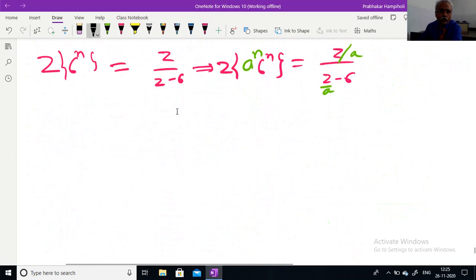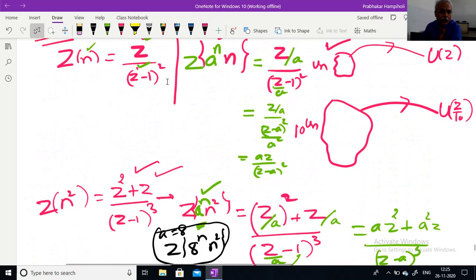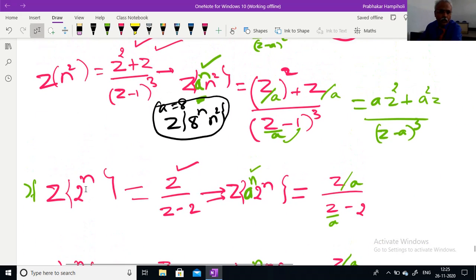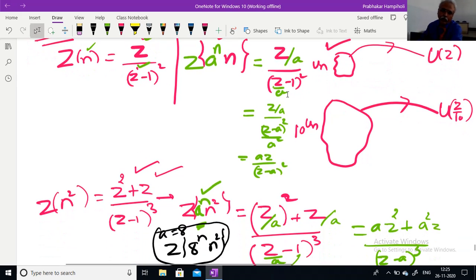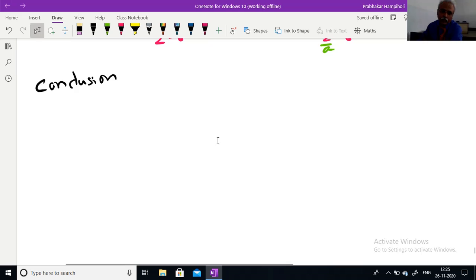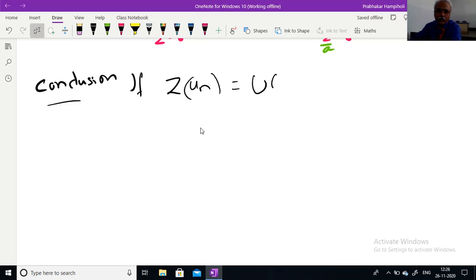Now totally, what we did is our conclusion for this observation. On the left hand side we went on writing some n functions, and corresponding z functions we wrote. But afterwards we went on multiplying, and here we divided: wherever z is there, z by a. So for every n function we multiply by a raised to n. What I am saying becomes a theorem. If the z transform of some n function is something in z, then this is our domain, this is our codomain.